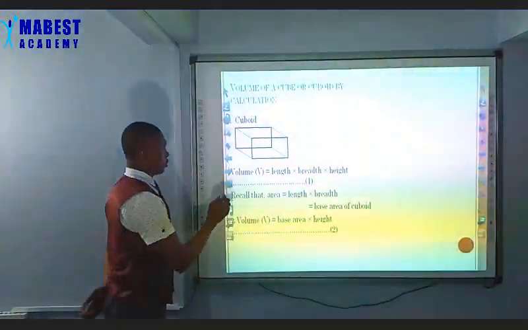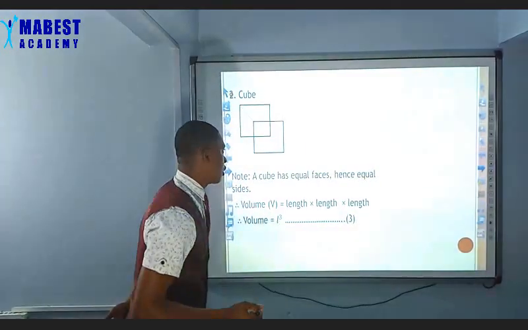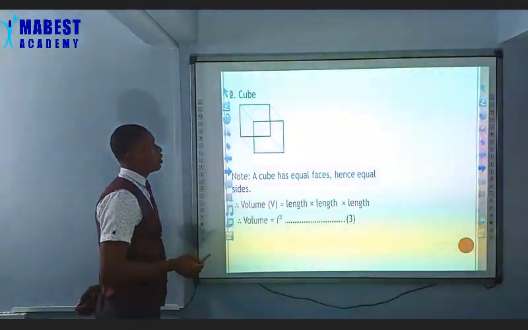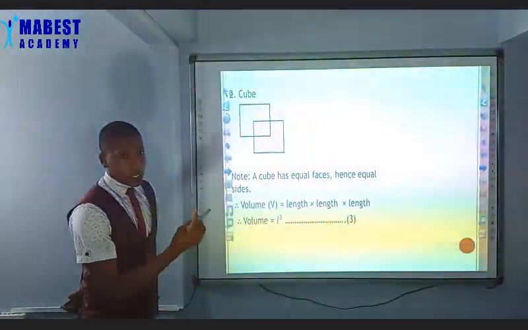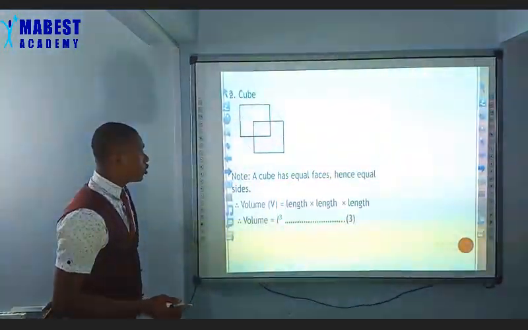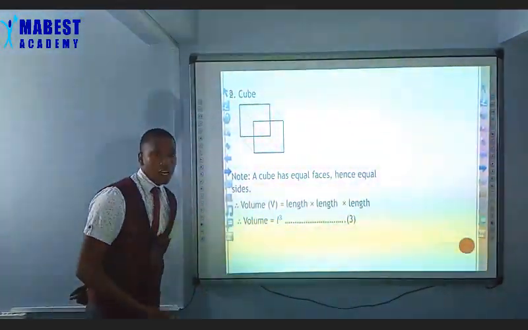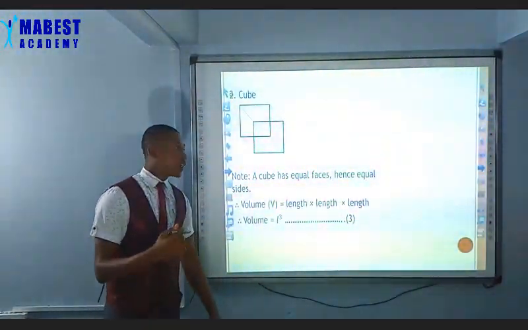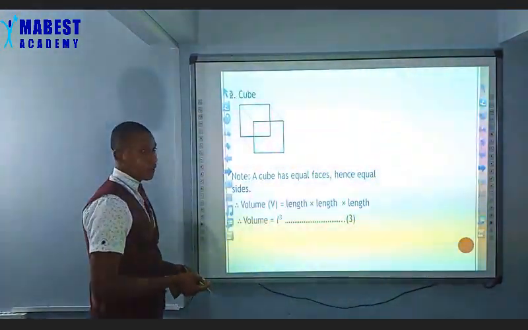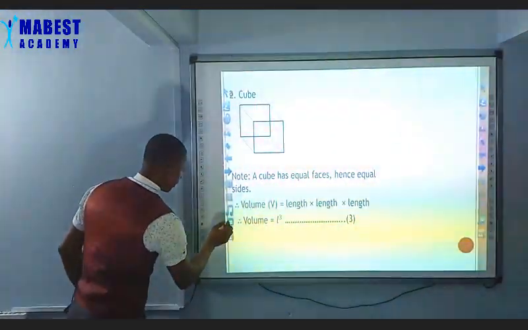Next, we want to look at the cube. Who can give me an example of a cube shape? Oh, good. A very good example of a cube is our sugar. You know that cube sugar is a very good example of the shape of a cube. Note, a cube has equal faces, hence equal sides. All the sides of a cube are equal, and the faces are also equal. It therefore means that they have equal length. Therefore, what will be the volume of a cube?